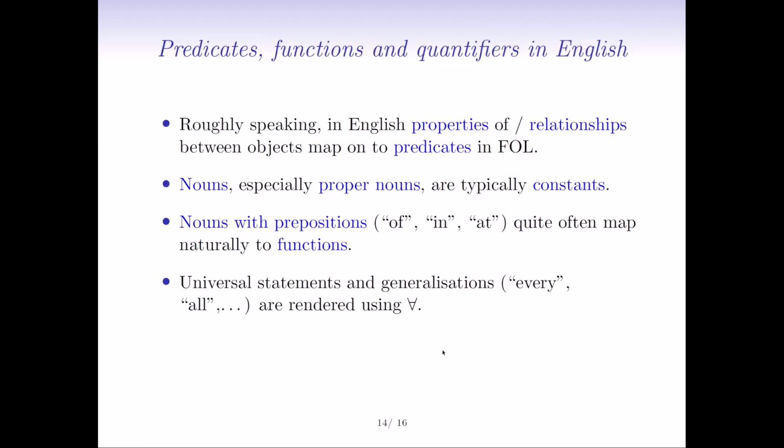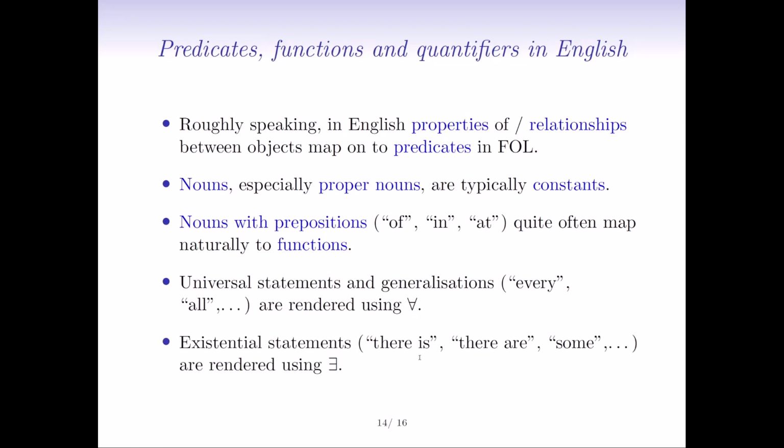Fairly obviously, whenever you make a universal statement or a generalizing statement in English, so if we say all things are like this or everything is like this, then that's going to be rendered using some kind of universal quantifier. And if we say there is something, or some things are like this, well, that will be rendered using an existential quantifier. Let's go on and see some examples.